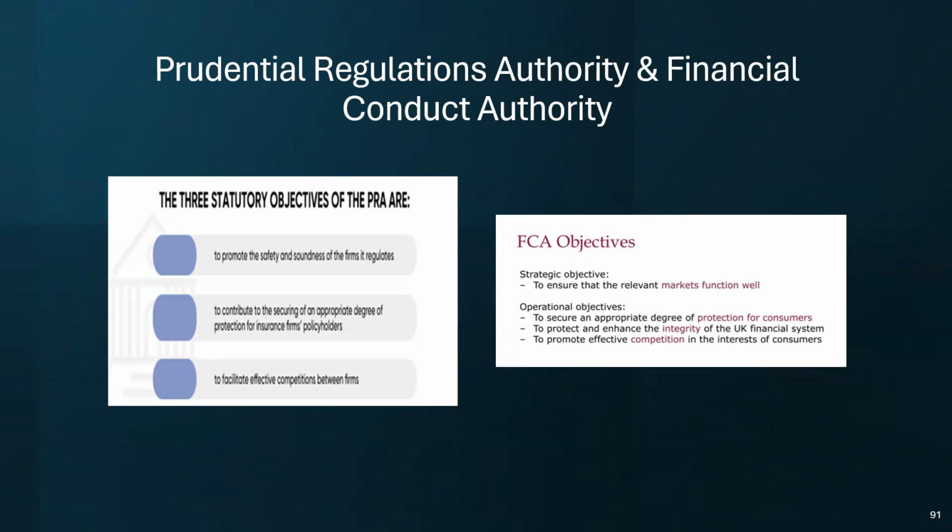The FCA's overall objective is to ensure that the relevant markets function well. And its operational objectives are to secure an appropriate degree of protection for consumers, to protect and enhance the integrity of the UK financial system by ensuring that everybody that works in the sector acts with integrity, acts with the intention of protecting the consumer. The third objective is to promote effective competition in the interests of consumers. So the FCA is largely focused on the consumer and on the conduct of everyone that works within the financial services firms.